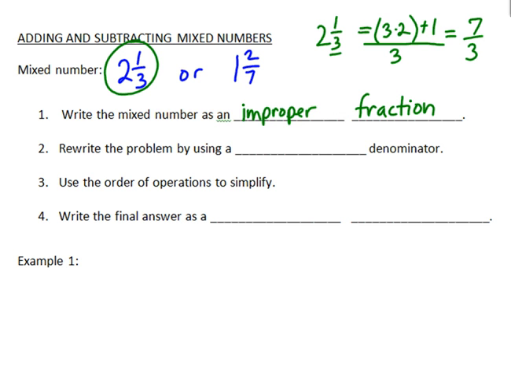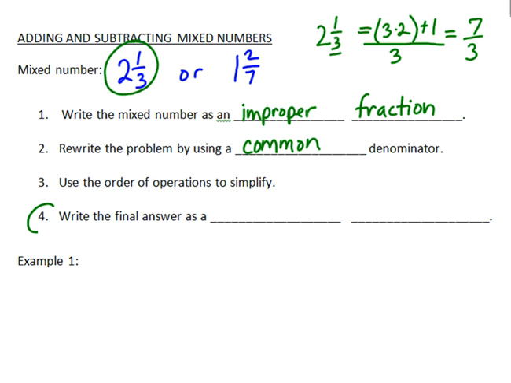Okay? So again, multiply the denominator, 3, times the whole number of 2, add the numerator of 1, and put it all over the original denominator of 3 to make 7/3. So the first step: change the mixed fraction to an improper fraction. Number 2: rewrite the problem by using, you guessed it, a common denominator, just like we did in the first section. And then use the order of operations to simplify.